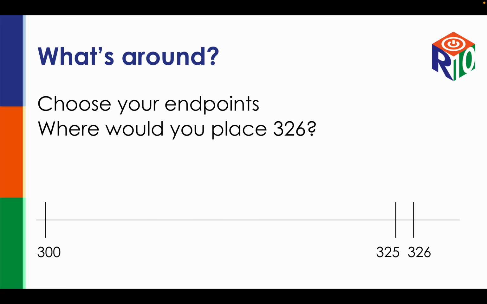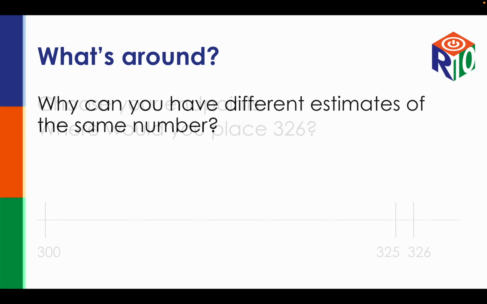So since we just estimated 619 and 326, think about how can we have different estimates of the same number? You said 619 was about 620. I said it was about 625. You said 326 was about 330. I said it was about 325. How can we have the same number but have different estimates for it?